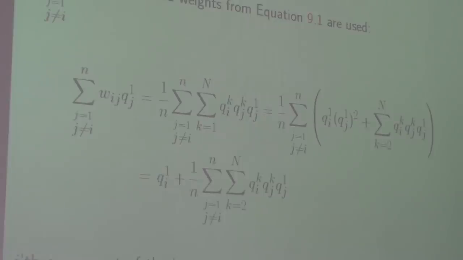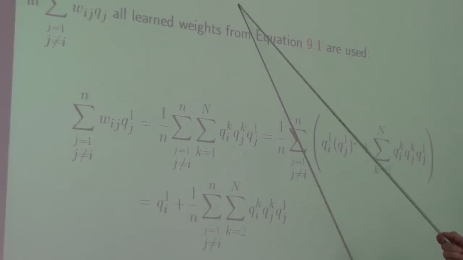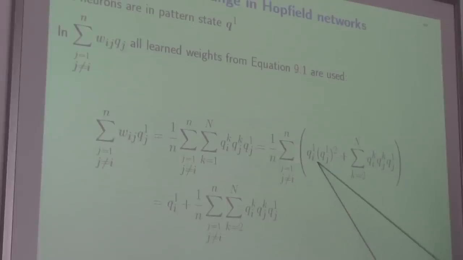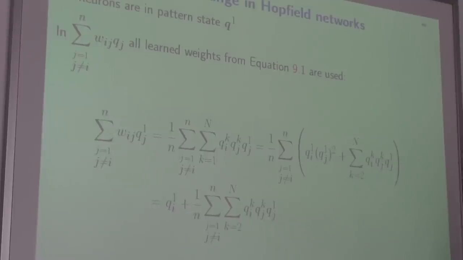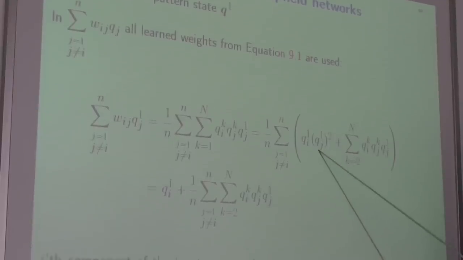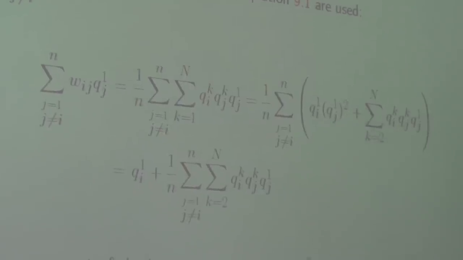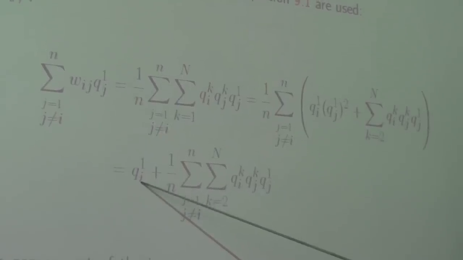And why do we take the first term out of the sum? Because this is the pattern we imposed on the network now. Okay, so we get qj1 squared. But these qj, they are all plus or minus 1. So the square of this is plus 1. So it's 1, so we can just omit this. And that's why we get this here.